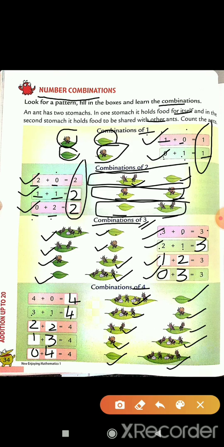Can you see a pattern? 0, 1, 2, 3 and 4. 4, 3, 2, 1, 0. Similarly, in every combination: 0, 1, 2, 3, then 3, 2, 1, 0. Can you see that? So the combinations of 4 are 4 plus 0, 3 plus 1, 2 plus 2, 1 plus 3 and 0 plus 4. Got it, students?